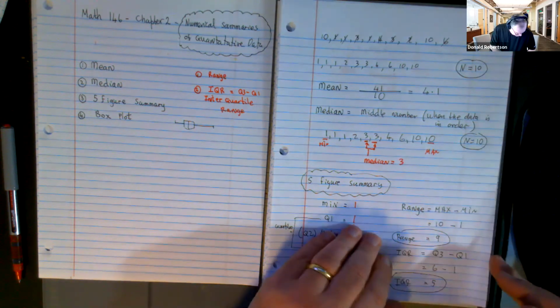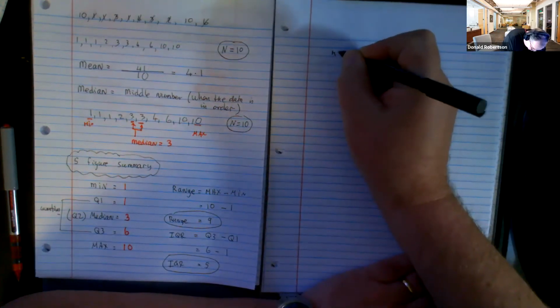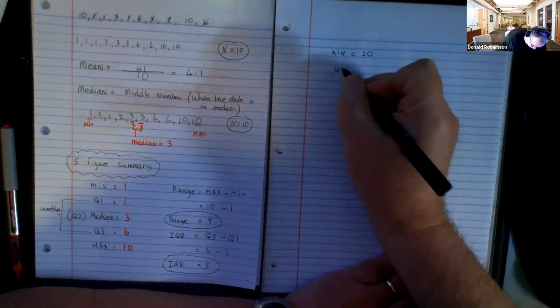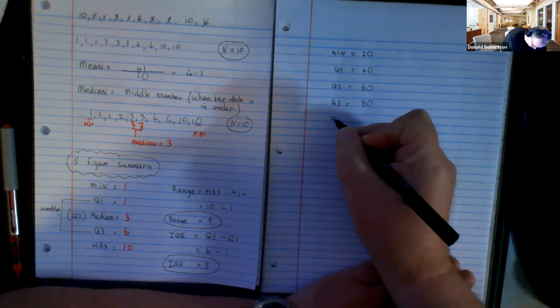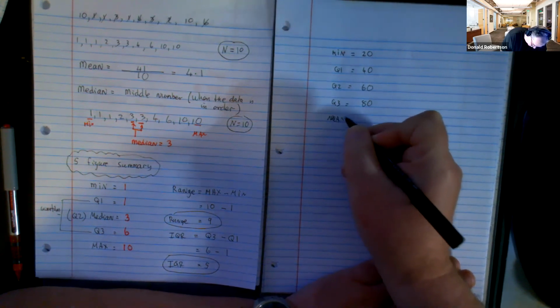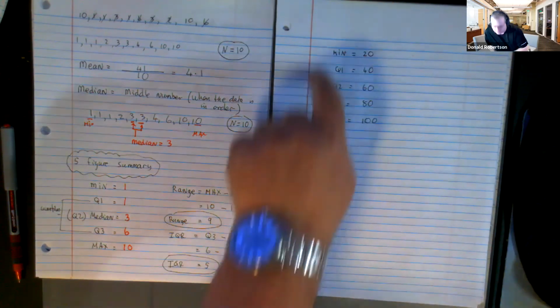Okay. Last fella I'm going to do is a box plot. So let me just make a new data set. Let's suppose I gave an exam and 20% is what the worst score was, and then it went 40, 60, 80, and somebody got full marks, 100. There's the 5-figure summary. So I collected all the data and I got the 5-figure summary.